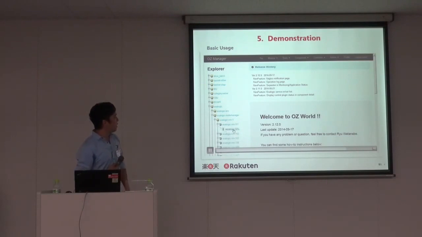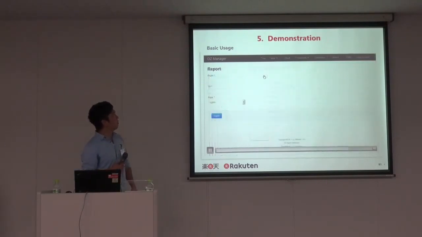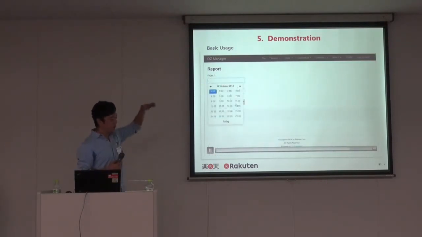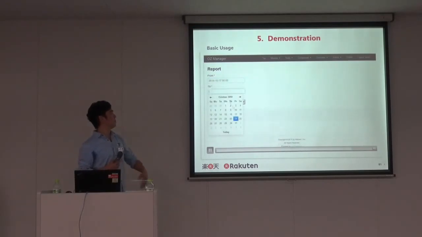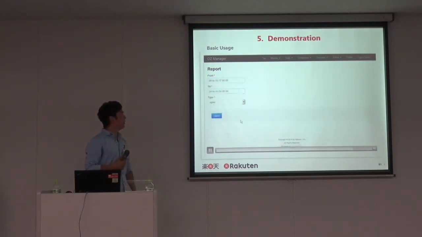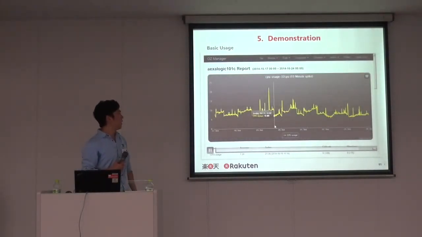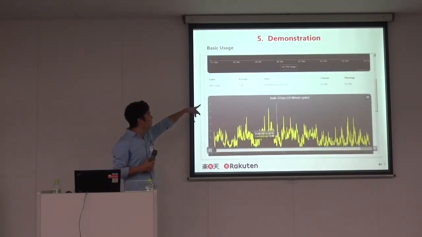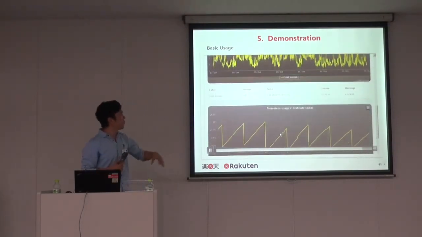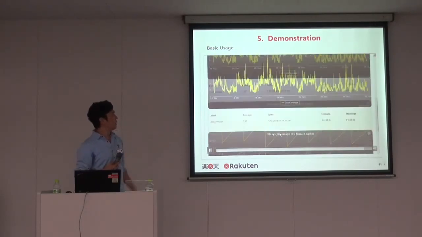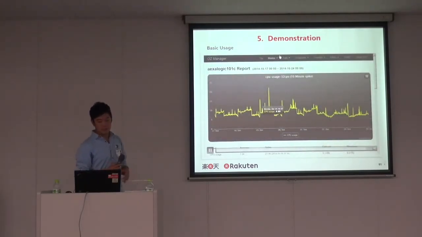And we also have a report page. You can select a period, from when to when, and you can see the graph, how the status moves up and down, and also the summary data: the total number, the peak time, and so on. You can see these numbers.